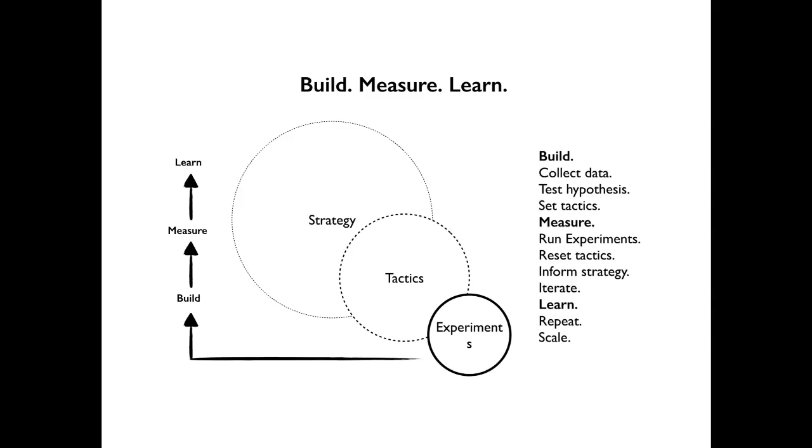So this gets into Eric Ries' lean startup philosophy, where we're going to build, collect data, test hypotheses, set tactics, measure, run experiments, reset those tactics, reinform our strategy, iterate, learn, repeat, and scale, right? So we're running experiments, we're setting tactics, we're defining strategy, and we're basically rinsing and repeating, meaning we're doing this over and over and over. So as we test different hypotheses, we're just trying to de-risk elements of our business so that we can increase our valuation, and every new amount of money that we raise can be raised at a lower cost of capital.